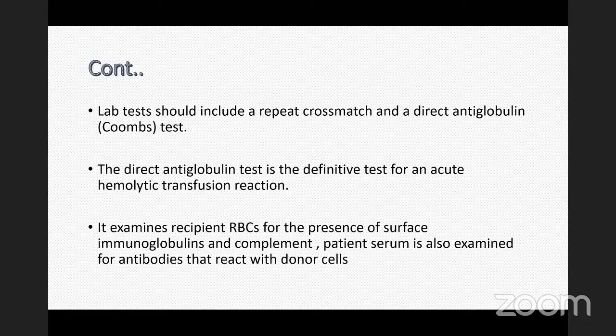So lab tests should include repeating the cross-match and the direct antiglobulin Coombs test. Direct antiglobulin test is a definitive test for an acute hemolytic transfusion reaction. It examines the recipient RBCs for the presence of surface immunoglobulins and complement. Patient serum is also examined for antibodies that react to the donor cells.